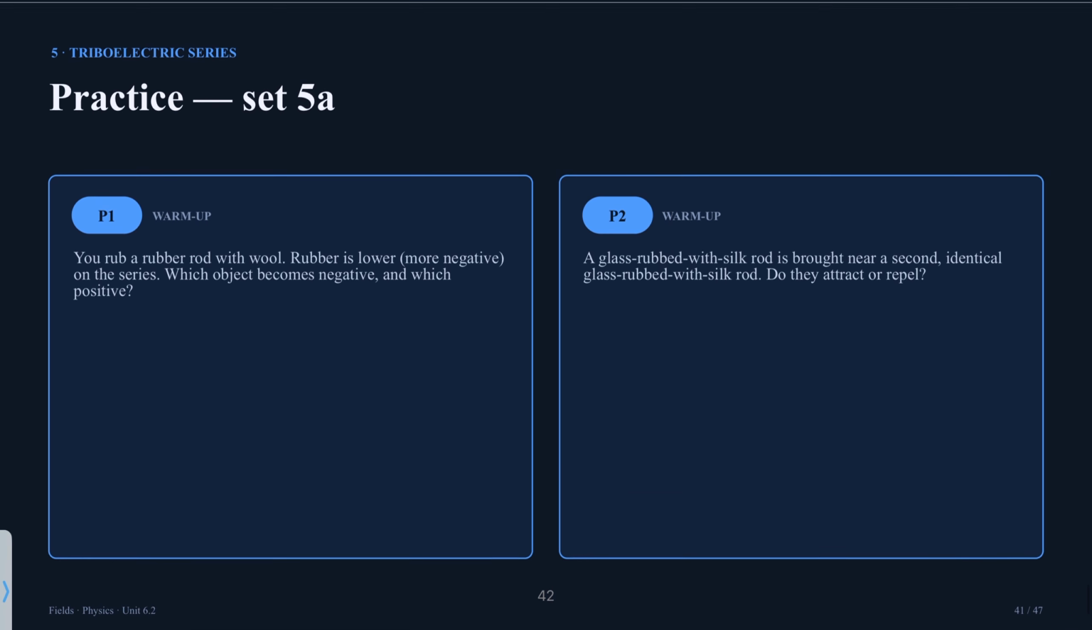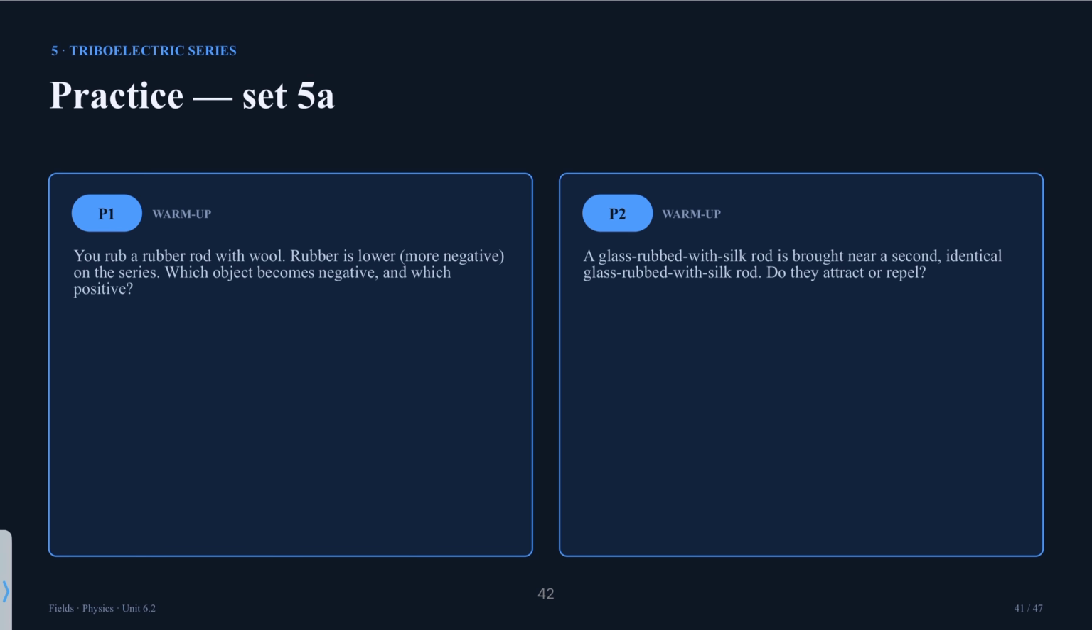Let's try some practice problems. You rub a rubber rod with wool. Rubber is lower on the series. Which object becomes negative and which positive?